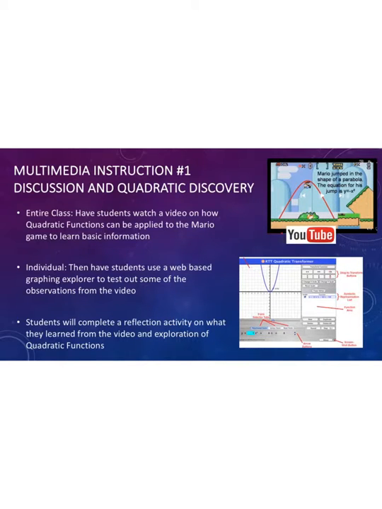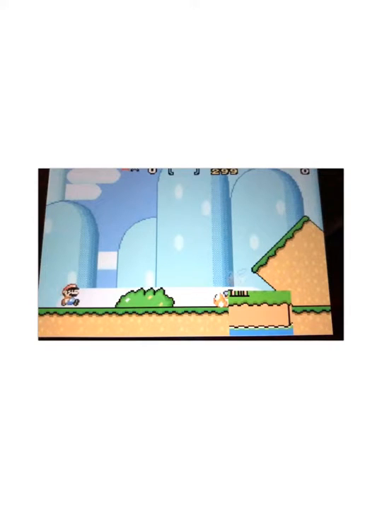After watching and discussing the video, the students would then use a web-based Graphing Explorer program to understand the properties of quadratic functions at a deeper level and at their own pace. They would have a reflection activity to complete to help guide them through their explorations. Here's a short clip of the video that would be used at the beginning of the unit.